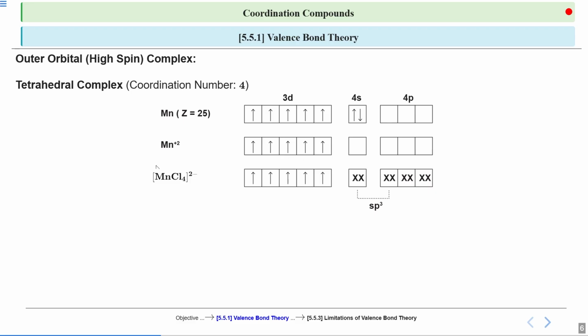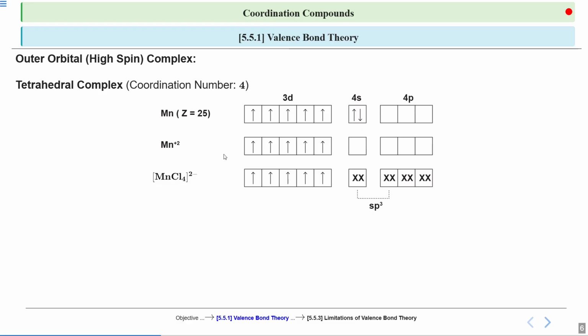Now in this complex, if you see the central metal ion, which is manganese, and if you want to find out its oxidation state, it is going to be +2, right? So manganese is present in the +2 oxidation state. +2 means it is going to donate 2 electrons. So after releasing 2 electrons from the 4s orbital, the configuration we get is 3d5 4s0 and 4p0.